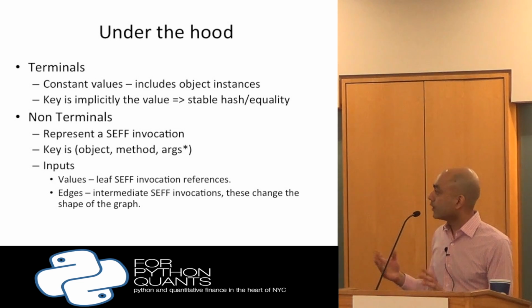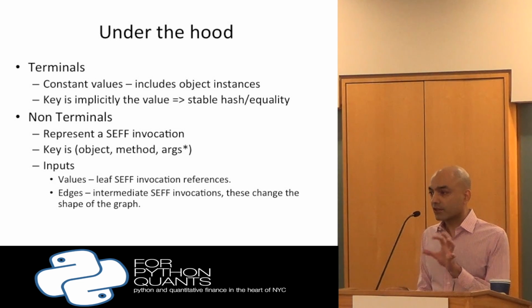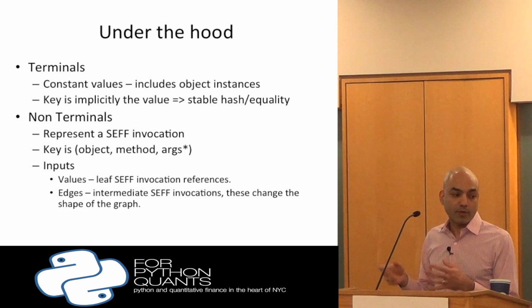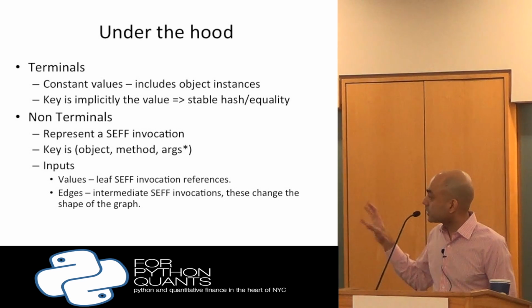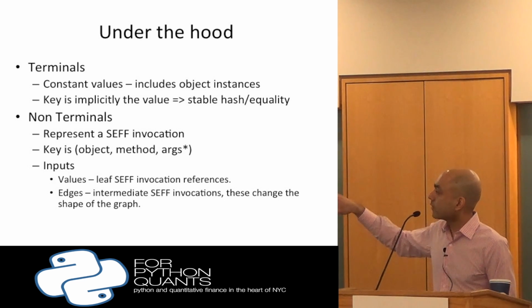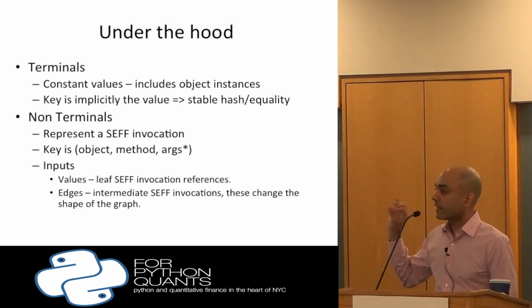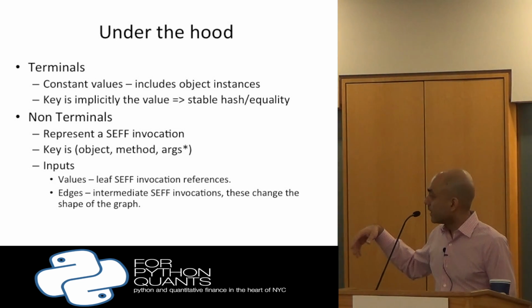The majority of the nodes are non-terminals. So those are actually like cells in Excel that are formulas. Think about this again as an Excel cell. A constant is a terminal. Anything with a formula is a non-terminal. These actually represent Ceph invocations. So the key is object, method, and list of arguments. It's a tuple, so that uniquely identifies an invocation. The inputs to this are basically the values, which are other leaf invocation references. And then you have edges as well into these inputs.